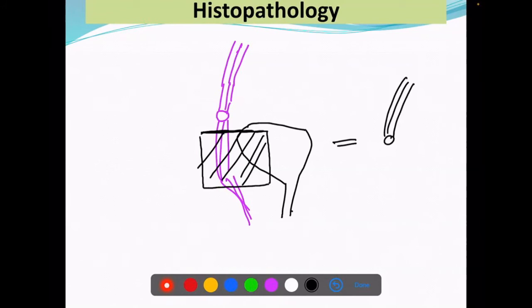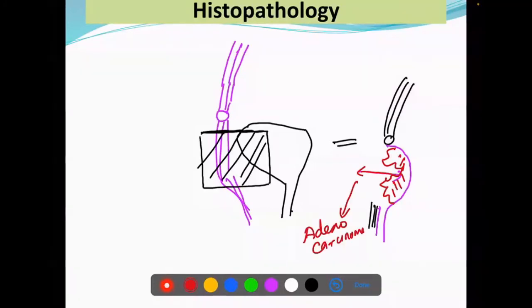You will find the bladder is exposed. The posterior wall of the bladder is attached to the anterior abdominal wall. So the bladder wall is attached to the abdominal wall, and you can see the mucosa of the bladder as a part of the anterior abdominal wall. This is known as bladder extrophy. And later on, they can develop adenocarcinoma.